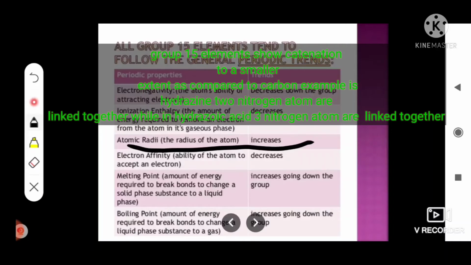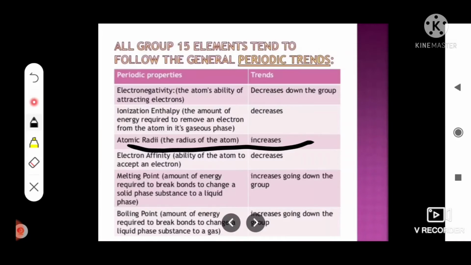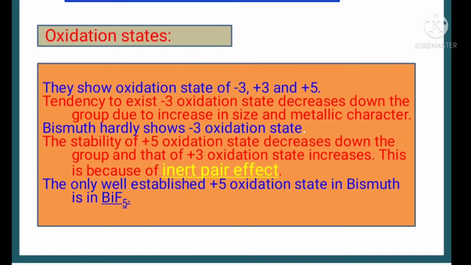In diphosphine, that is P2H4, two phosphorus atoms are bonded together. The lesser tendency for catenation is due to their low bond energy. These are the physical properties of p block elements. Next we are going to study chemical properties.